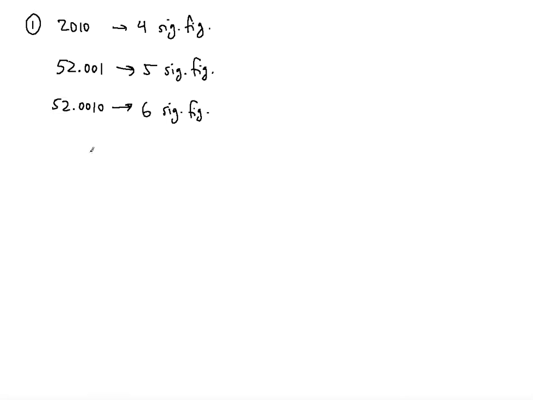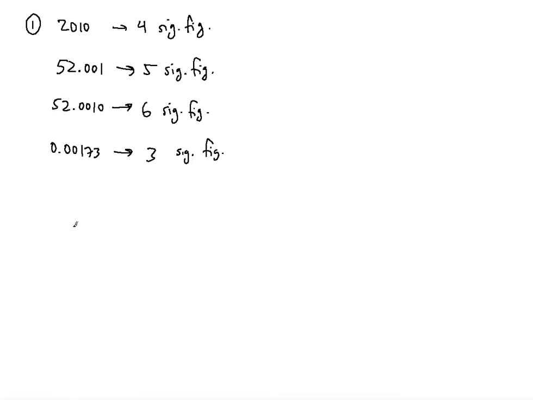You might say, but what about if the zeros are to the left of the non-zero? If we take 0.00173, there would be 3 significant figures because the zeros are to the left of the non-zero numbers and they're not significant when it's like that.